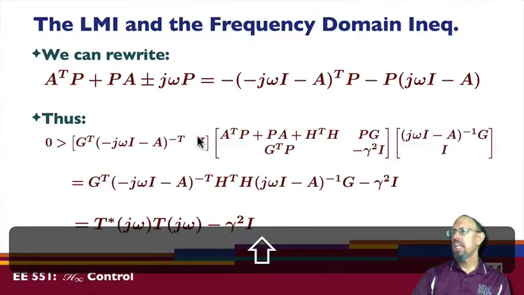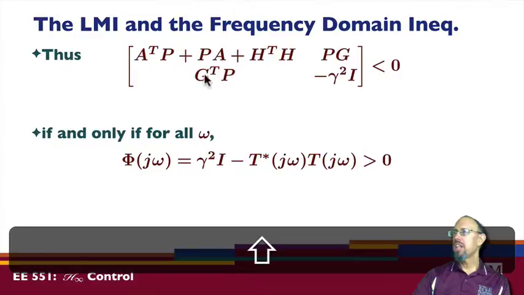We can use this in this expression. So I have this quantity times this matrix times this quantity. So notice that this is the complex conjugate transpose or adjoint of this matrix. So I have this matrix, which is negative definite. So that's why I get this inequality here. And I can go through and show that when I multiply this all out, I get this expression. And this is negative. So this is what we called phi. And so we've basically gone through and shown that this is negative definite if and only if this is negative. This is positive definite. Okay, so that's the linear matrix inequality and the frequency domain inequality.